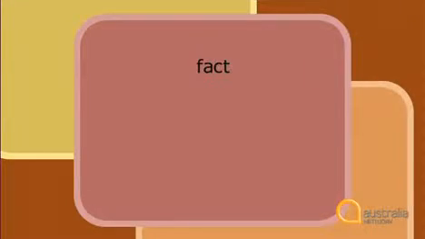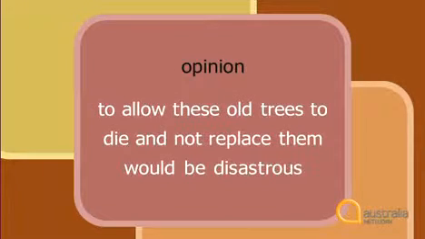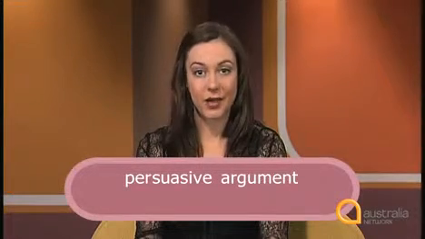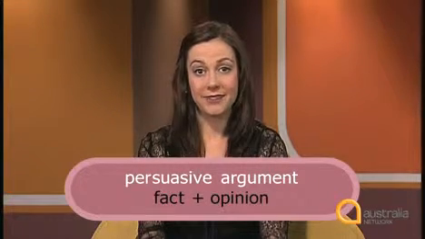John is discussing the problems of old trees in Melbourne. He begins with a statement of fact. People enjoy trees for their size, variety, colour and form. He follows this statement with an opinion. To allow these old trees to die and not replace them would be disastrous. Can you see the purpose or function of these two sentences? John is building a persuasive argument about trees. He begins with a fact and then adds an opinion.